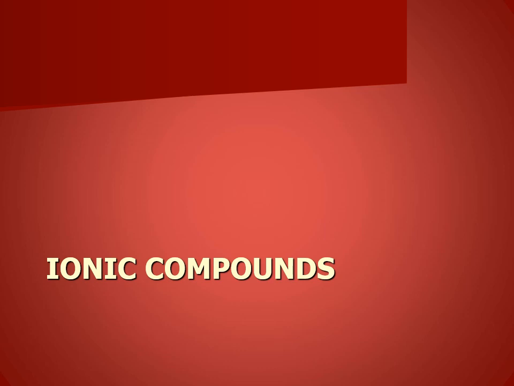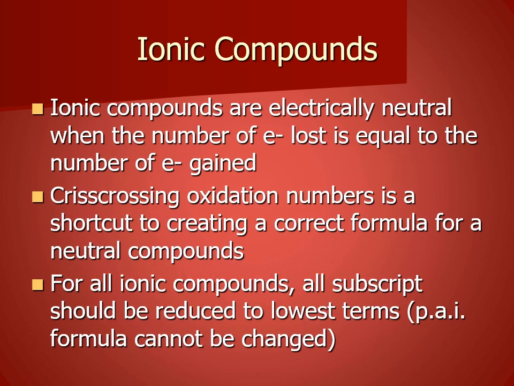Okay, ionic compounds. Ionic compounds are electrically neutral when the number of electrons lost by the cation is equal to the number of electrons gained by the anion. Now, there's a way to figure out the formulas, and that is through what we call crisscrossing the oxidation numbers. It is a shortcut for creating correct formulas to create neutral compounds, which means that all electrons lost have been gained, all the electrons gained were lost. So it's an accounting. For all ionic compounds, all subscripts should be reduced to lowest terms.